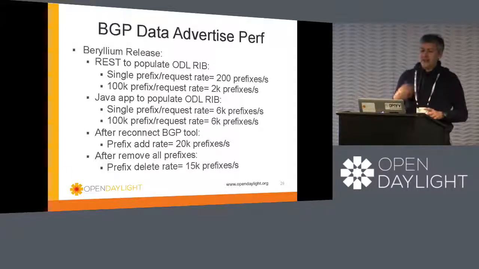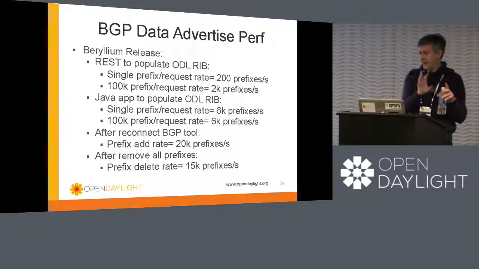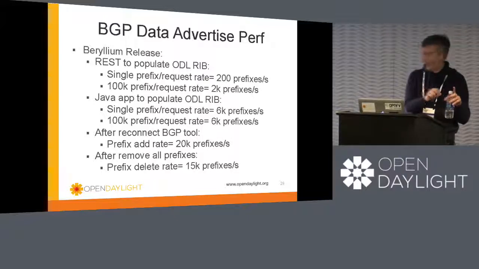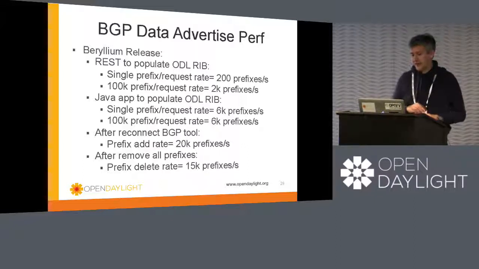So the next step was after reconnect the BGP tool. So we reset the BGP tool and reconnect, and then there is a prefix rate for this particular tool, and this is 20K prefixes per second after reconnect. And then after we remove the tool, in this test what we do is to remove all the prefixes in the OpenDaylight. So the fact that we remove everything in OpenDaylight in one call, it needs to send all these updates very quickly to the device. And this is where you see the delete rate of 15K prefixes per second. Okay?